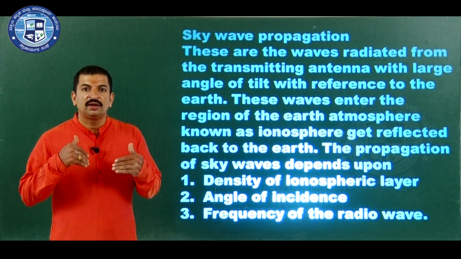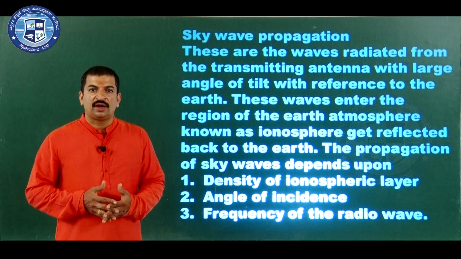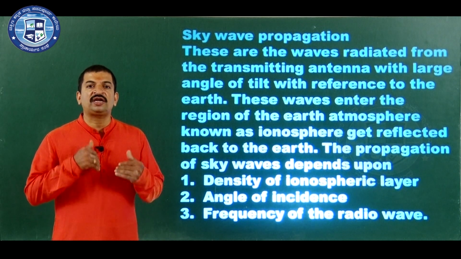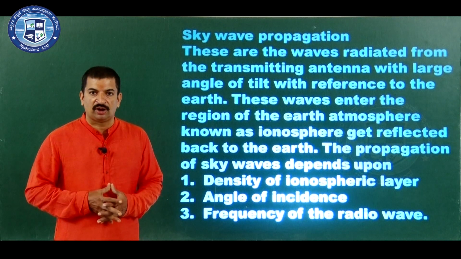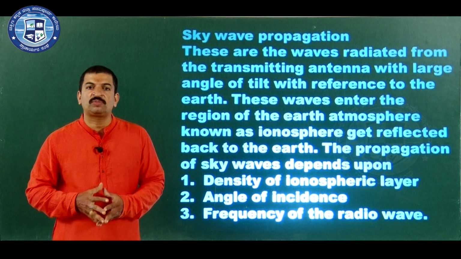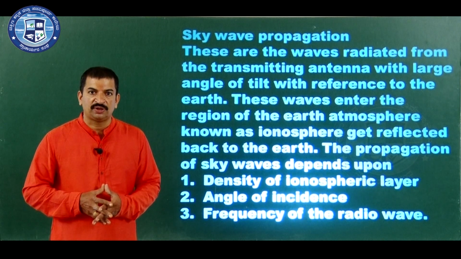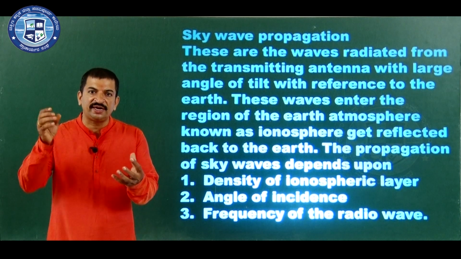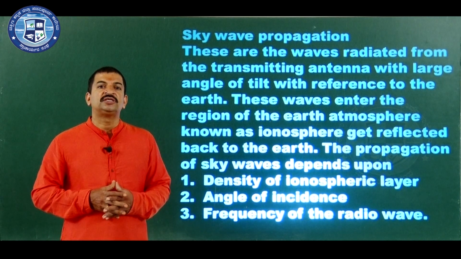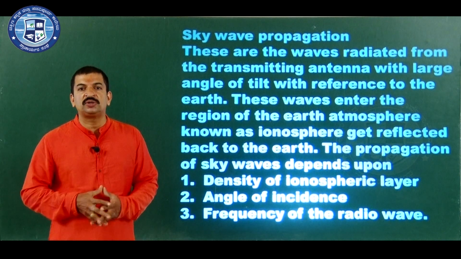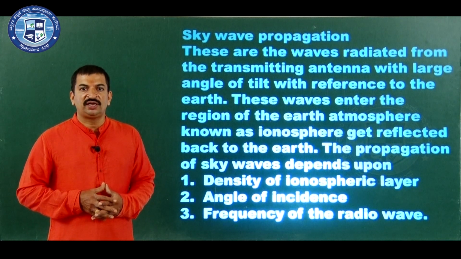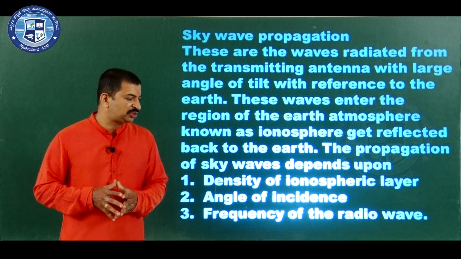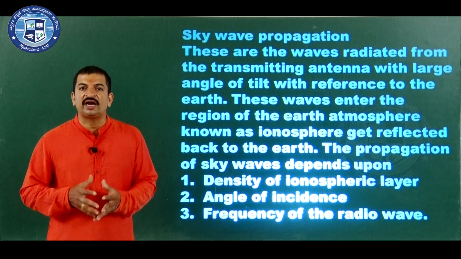Now, whenever an atom gains an electron, it becomes a negative ion. Whenever an atom loses an electron, it becomes a positive ion. So, the upper reaches of the Earth atmosphere get ionized as they receive solar radiation from the sun. The density of the ionospheric layer depends upon the amount of solar radiation that the Earth atmosphere receives from the sun.